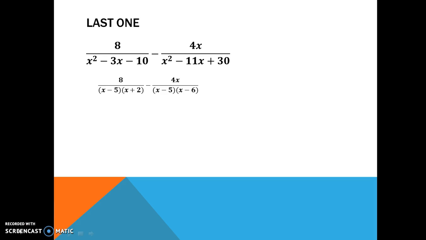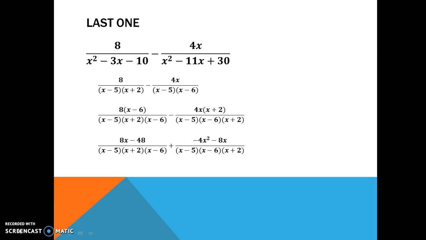In my second fraction, I have a positive 30 and a negative 11, so I'm going to have to use two negatives in that one. All right. Then I can see that the x minus 5's match, but the x plus 2 and x minus 6 don't. So the first fraction needs an x minus 6, and the second fraction needs an x plus 2. So whatever I do to the bottom, I have to do to the top. Now my denominators match, so I'm going to distribute in my numerators.